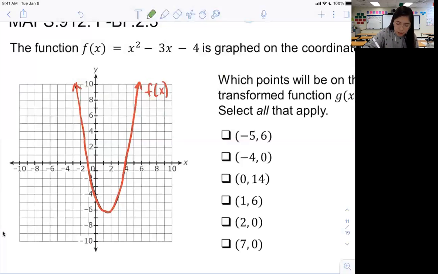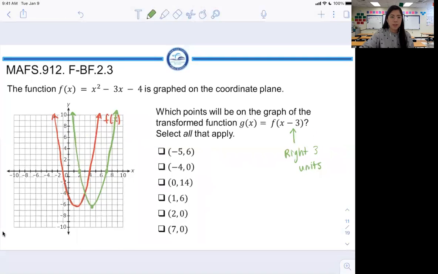So 1, 2, 3, that's one of my x-intercepts. 1, 2, 3, that's my other x-intercept. And then my vertex, approximately 3 units to the right, is going to be somewhere over here. And then I can sketch it. I'm eyeballing here, I'm not going to be super perfect or anything, but there's an idea of what it's going to look like when it's 3 units to the right.